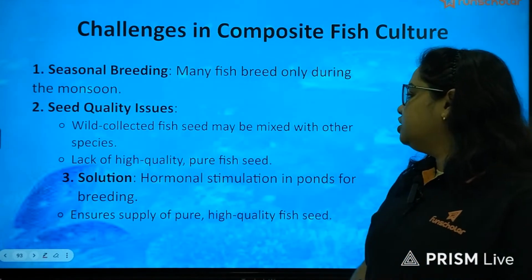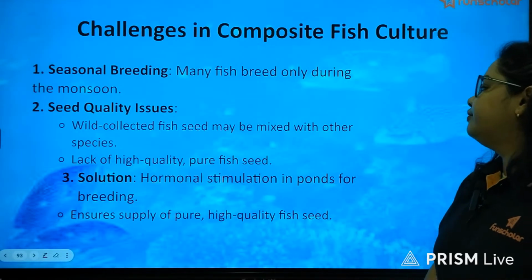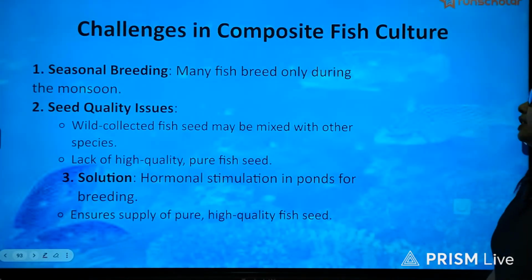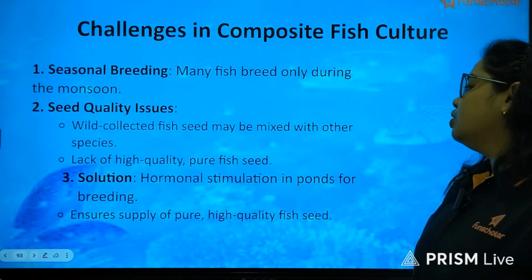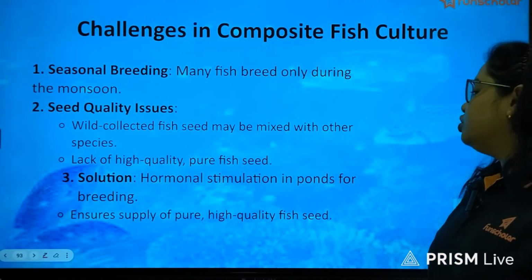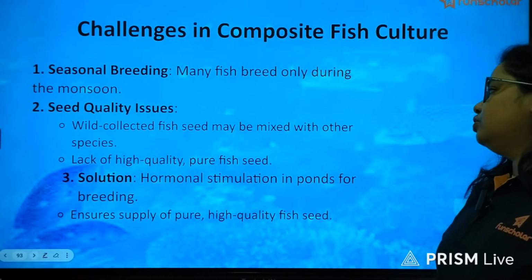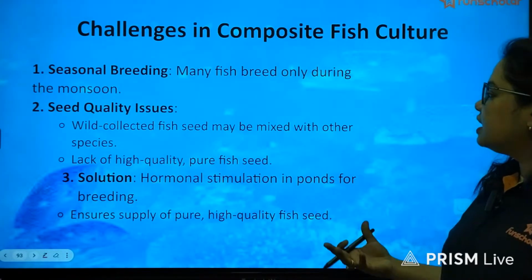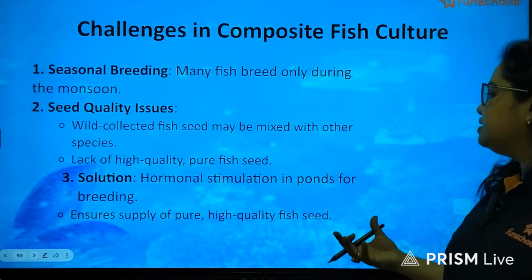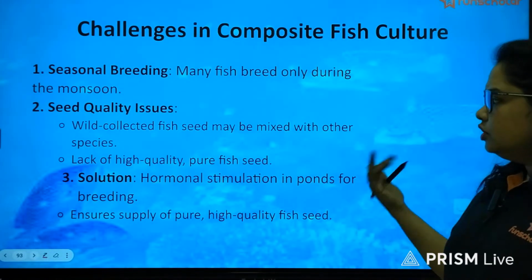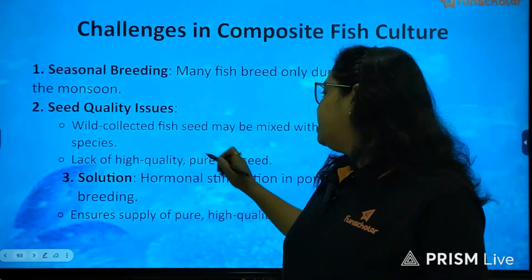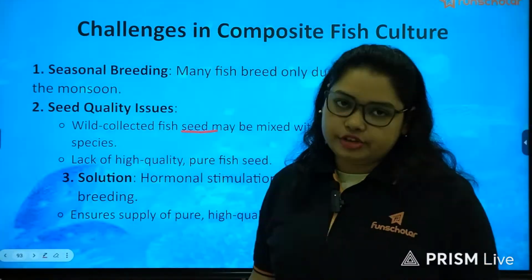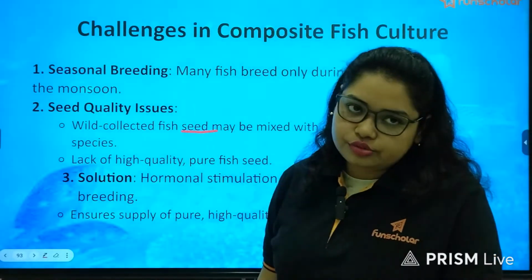Then egg quality issues. Wild collected fish seed may be mixed with other species, and that will lead to a lack of high quality pure fish seed. Wild collected fish seed means that which you have collected from outside. Seed here means the small baby fish which will be introduced.